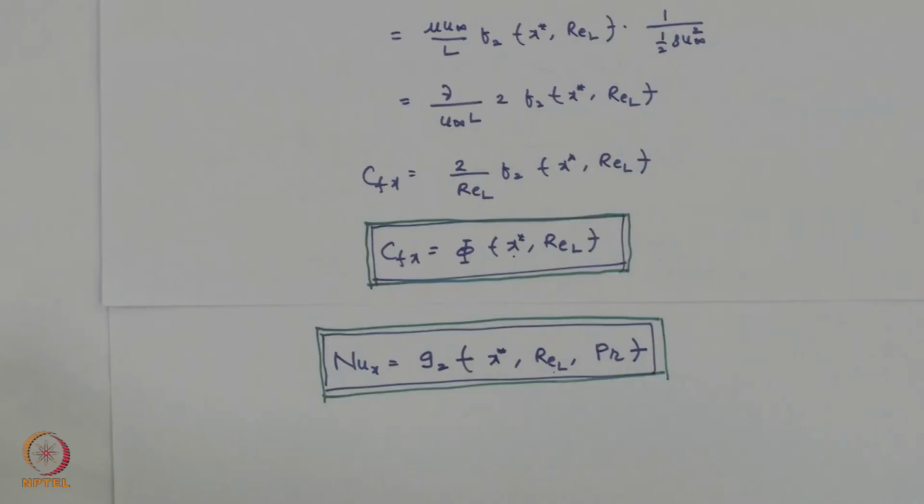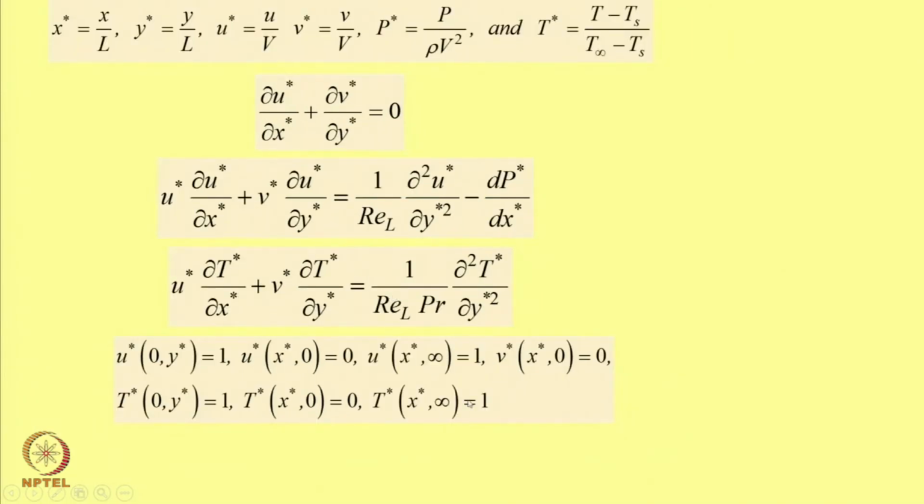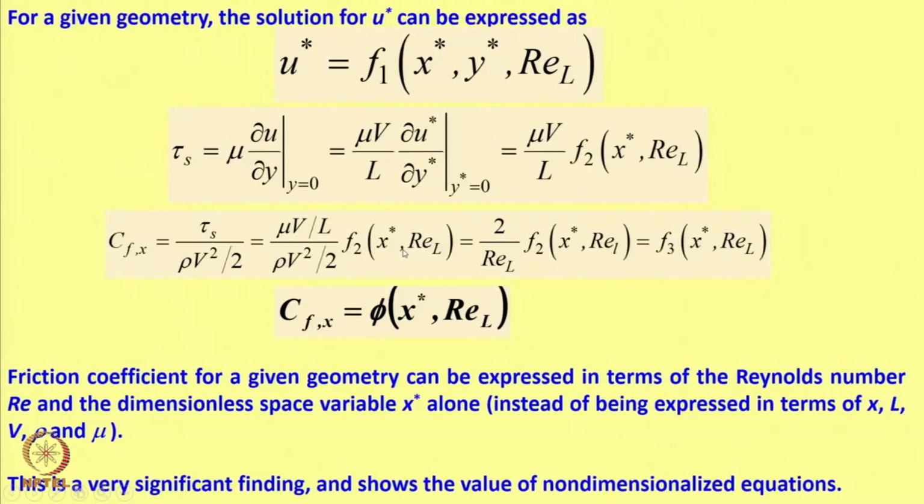So, if I go back to the slides, what I am seeing is that I have del u by del x plus del v by del y equal to 0, and this is the momentum equation and this is the energy equation. Now if I non-dimensionalize these equations, I end up with Reynolds number in the momentum equation, and Reynolds number and Prandtl number in the energy equation. You see these two equations would look similar when dp star by dx star equals 0. So, that is what we are going to do in Reynolds analogy.